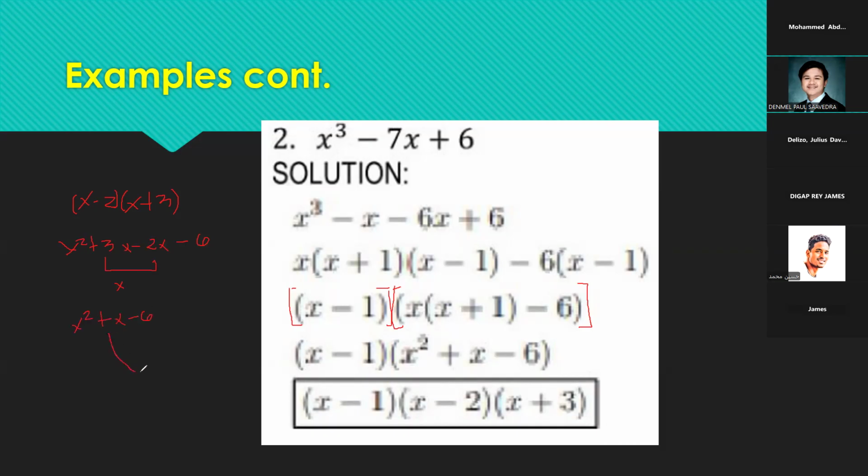Okay, so let's see if it's the same. Yes, it is the same. x squared plus x minus 6. Meaning, the x minus 2 and then x plus 3 is correct for this one. That is the correct factor for this x squared plus x minus 6. So as our final answer, it's x minus 1, x minus 2 times x plus 3.